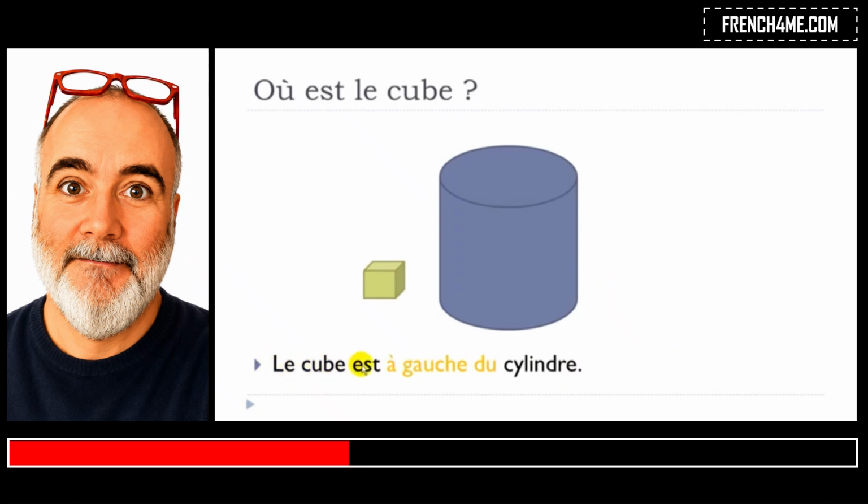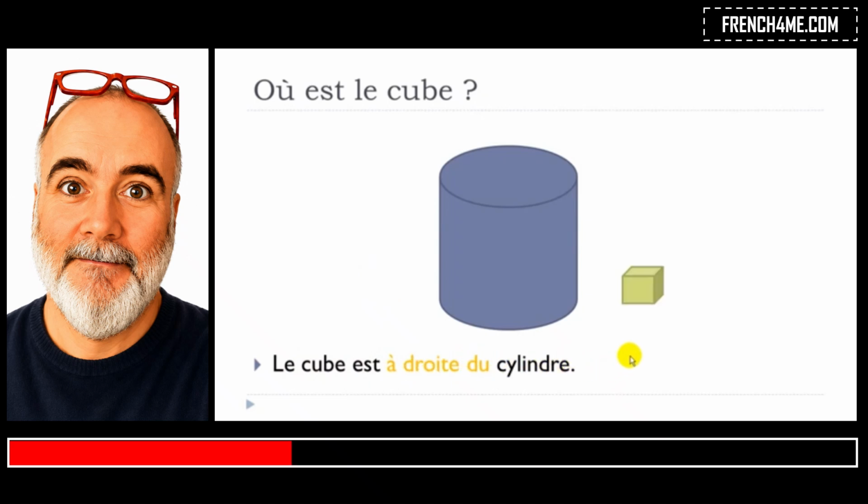Le cube est à gauche du cylindre. Okay? Gauche, left. On the left of le cylindre. Le cube est à gauche du cylindre.